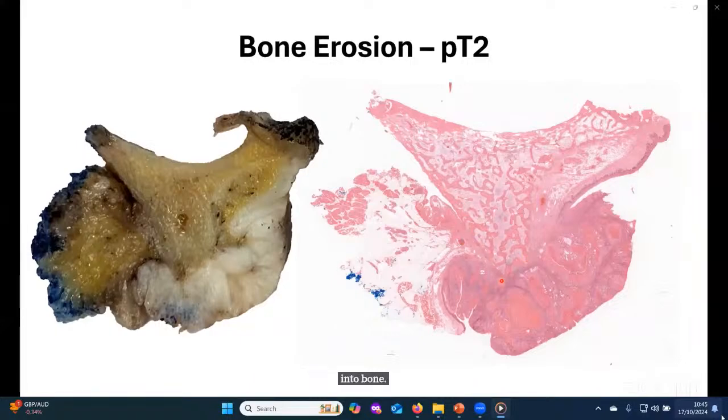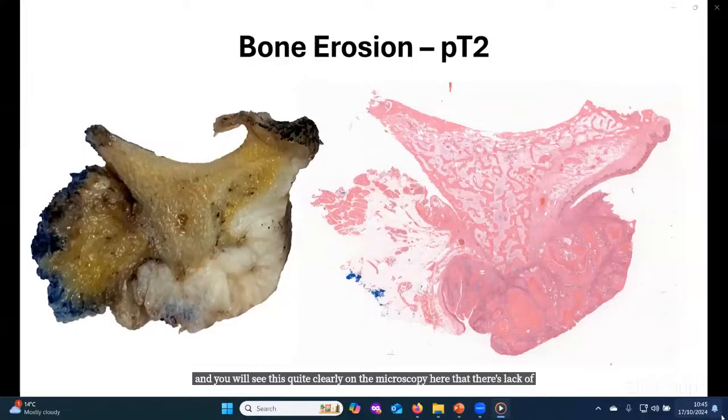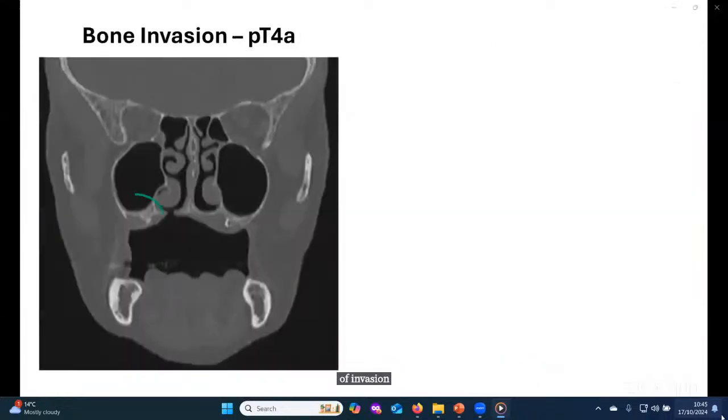And as evident in the histology section here, what you will find, this tumour is just showing erosion and flattening with no infiltration into the trabecular and marrow here. So this would represent a T2 carcinoma, and you will see this quite clearly on the macroscopy here, that there's lack of convincing evidence of invasion. This is in contrast to a separate case. This happens to be a tumour at exactly the same site.